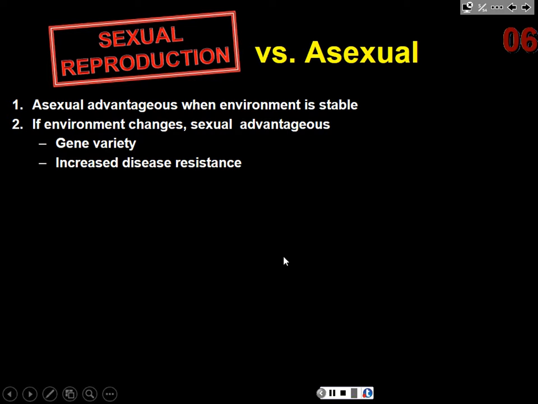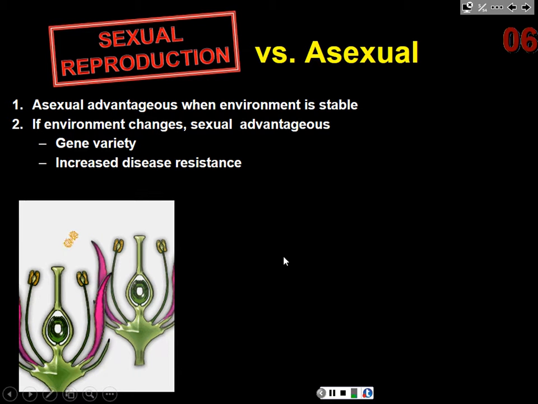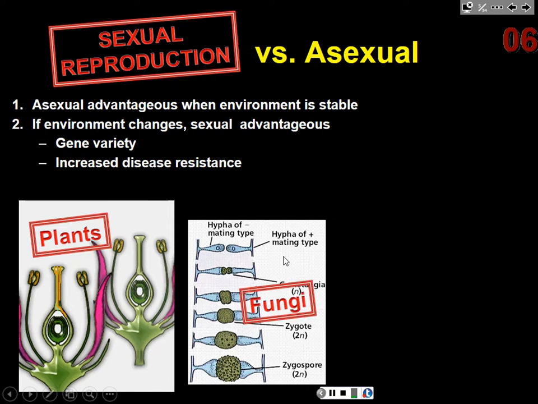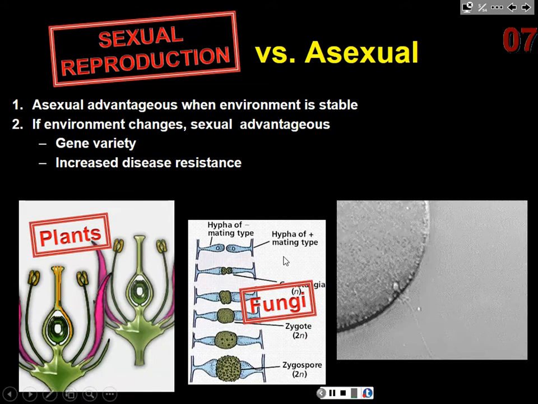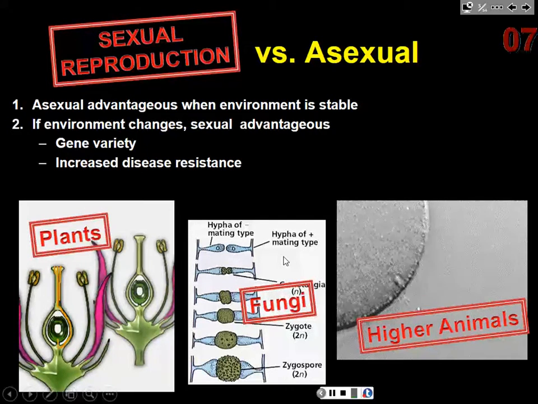Increased disease resistance. So what organisms reproduce sexually? Plants. Plants actually reproduce sexually. Fungi reproduce sexually, and animals, higher animals, reproduce sexually. So all three of those kingdoms have sexual reproduction.